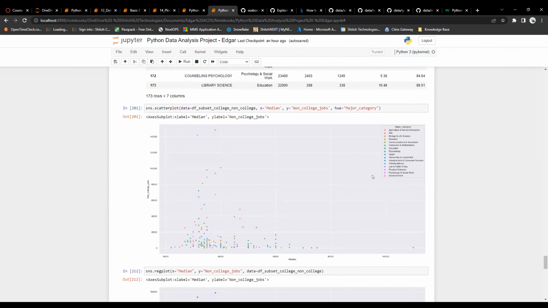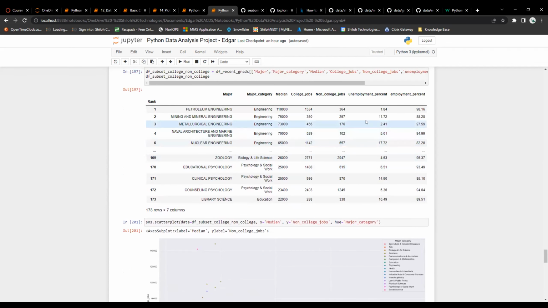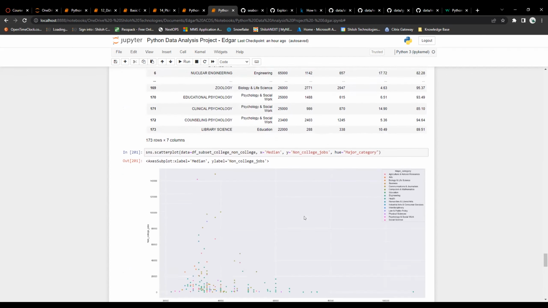Well, is a non-college job a categorical variable? No, it's numeric. Yeah, numeric. It might be right.